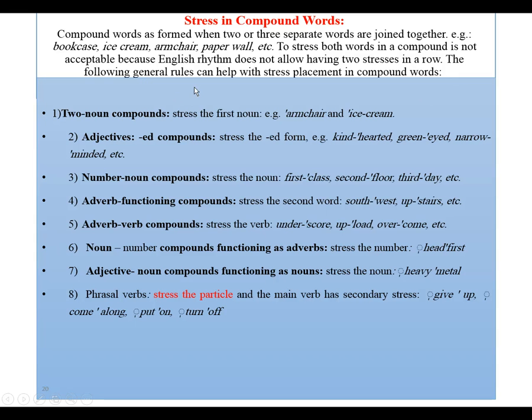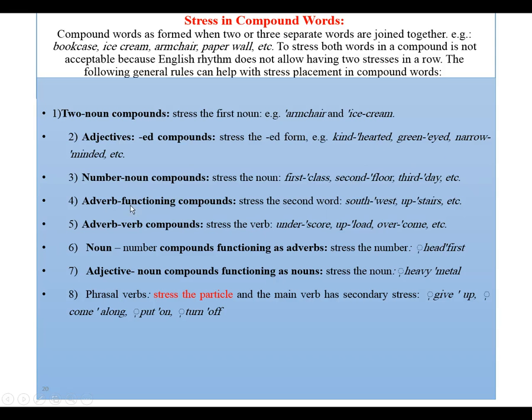And here we have the following general rules which can help you mark stress in compound words. Number 1, 2 noun compounds. If you have a compound word that's made up of 2 nouns, you stress the first noun: armchair, ice cream. Number 2, adjectives and ed compounds. You stress the ed form. For example, kind-hearted, green-eyed, narrow-minded. Number 3, ordinal and noun compounds. You stress the noun: first class, second floor, third day.